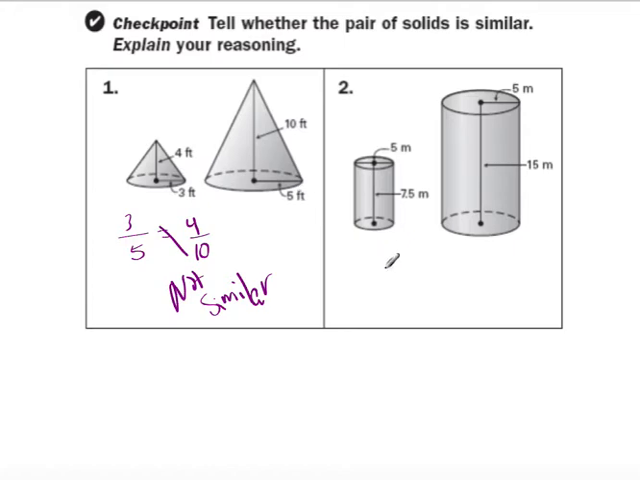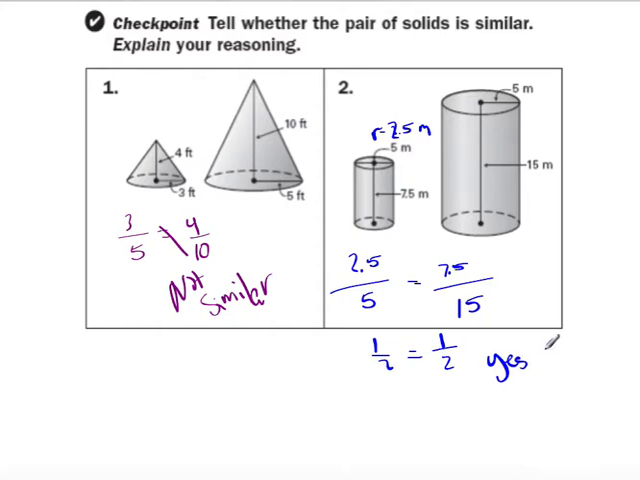On question 2, notice that the first one gave you the diameter, which means that we need the radius of it because the other one gave you the radius. The radius of this one would be 2.5 meters. And so we're going to be using that radius and the other one's radius. So 2.5 over 5 is the small radius to the big radius. And then the small height to the big height would be 7.5 to 15. And so these do both equal 1/2. And so yes, they are similar.